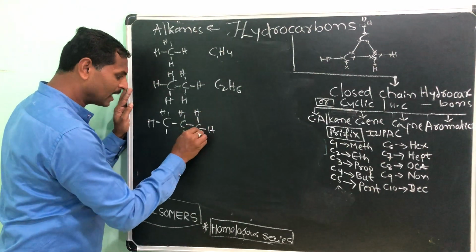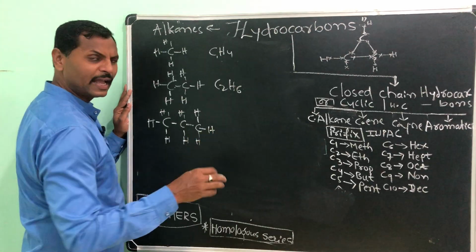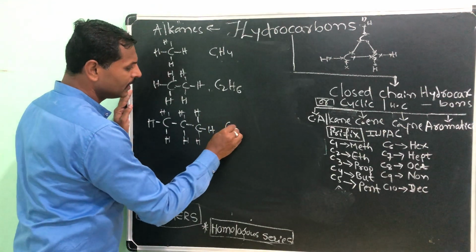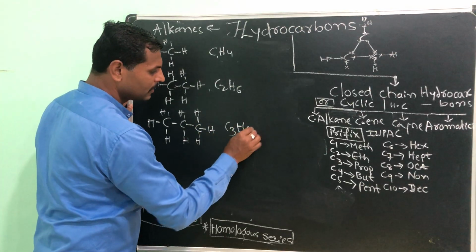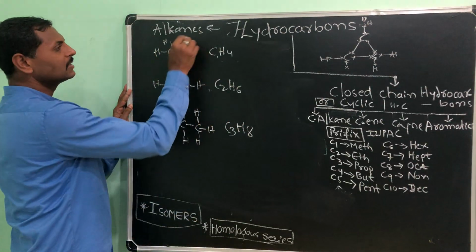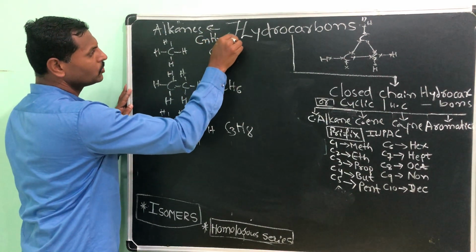Please try it at home also. It is a very funny thing, you will enjoy it like anything. C3: 3 plus 3, 6, plus 2, 8. So for this I will write the general formula also, you can tally it: CnH2n+2.